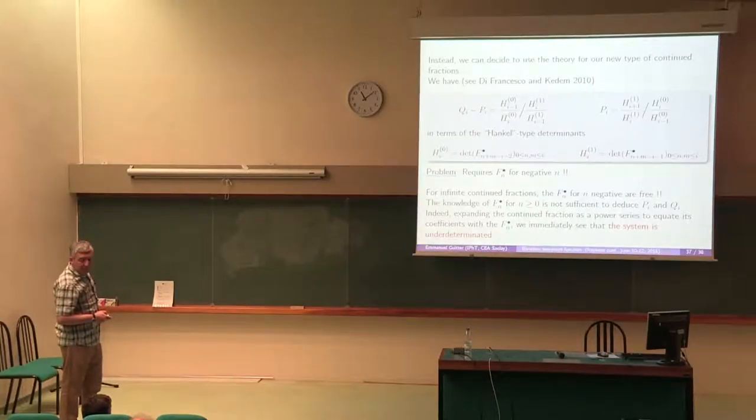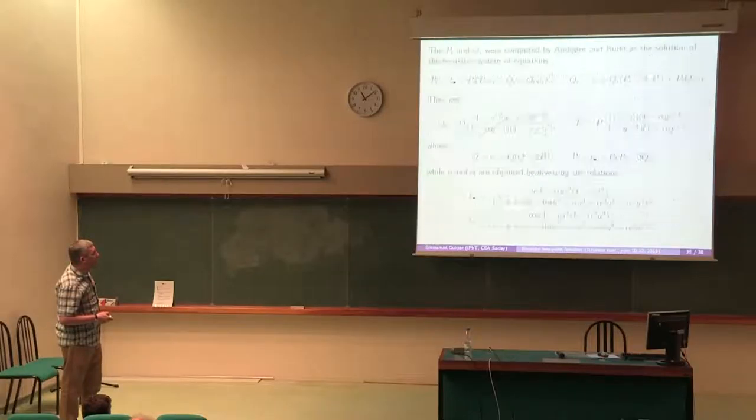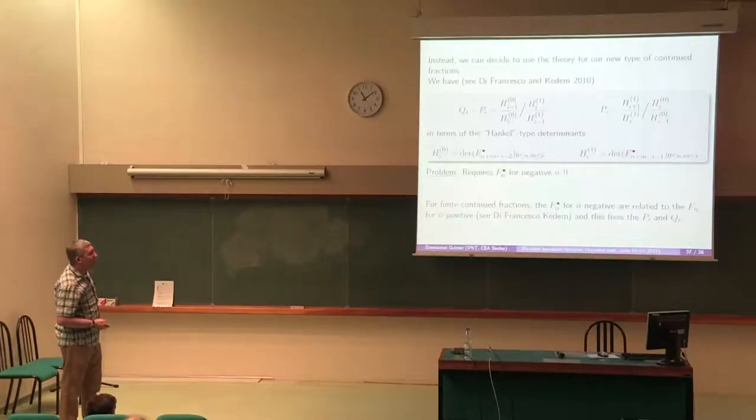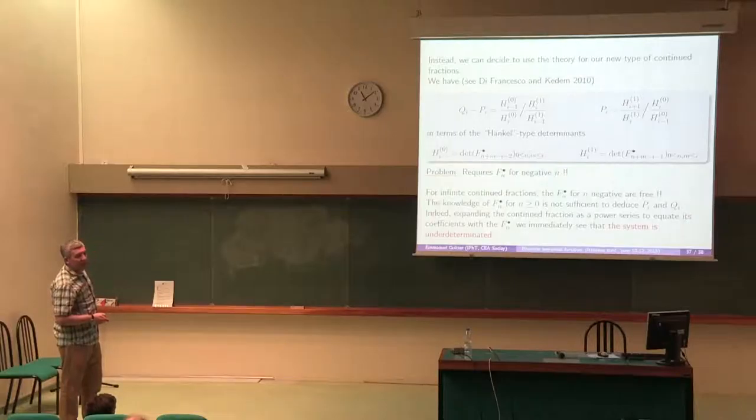But for an infinite continued fraction, you can actually take any f_n for negative n, and you get a solution. The reason for that is that if I give you this equality, it doesn't fix all the coefficients of this continued fraction; it's underdetermined. There's some information missing, and the information missing is the f_n for n negative.